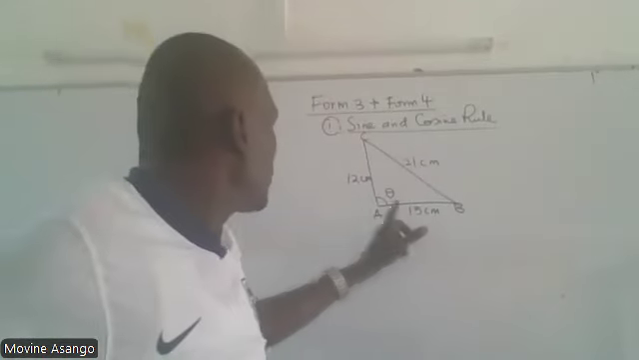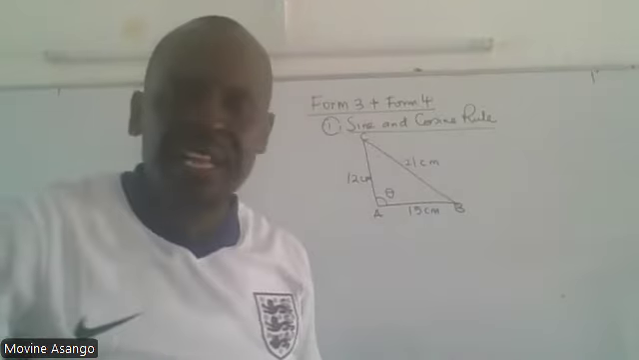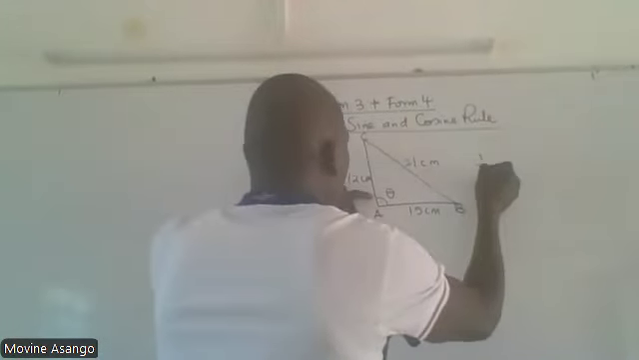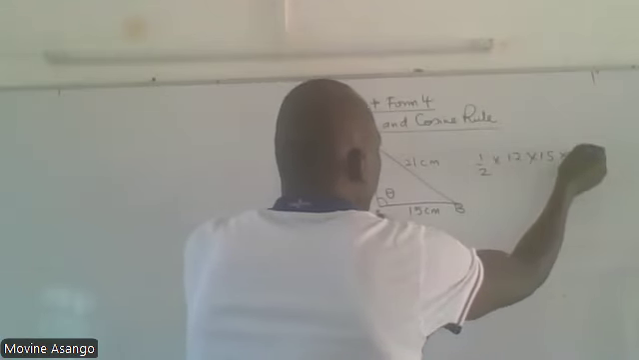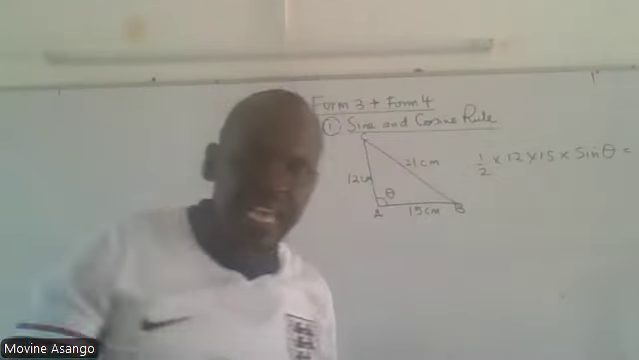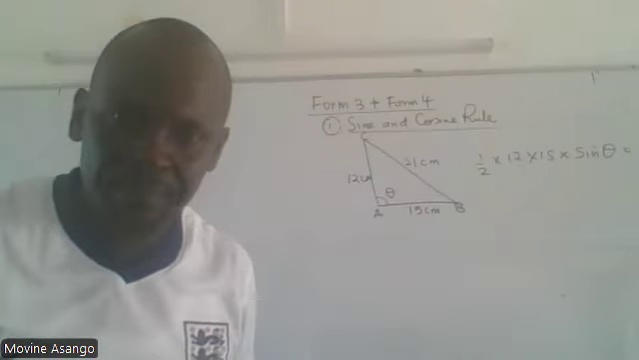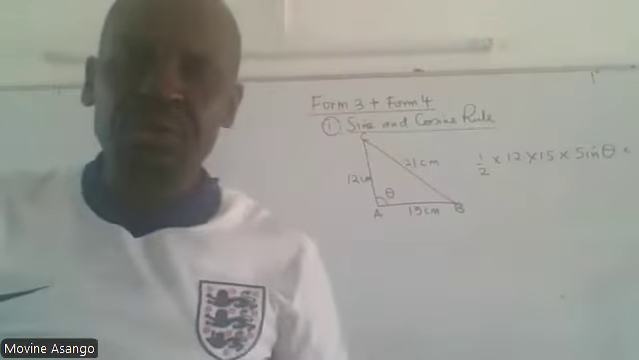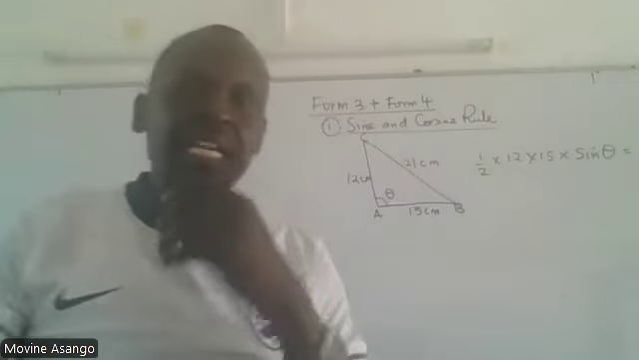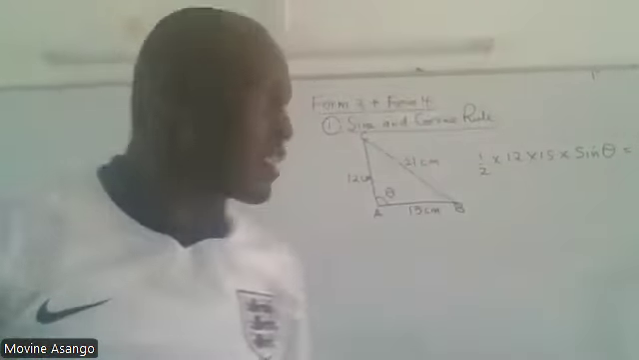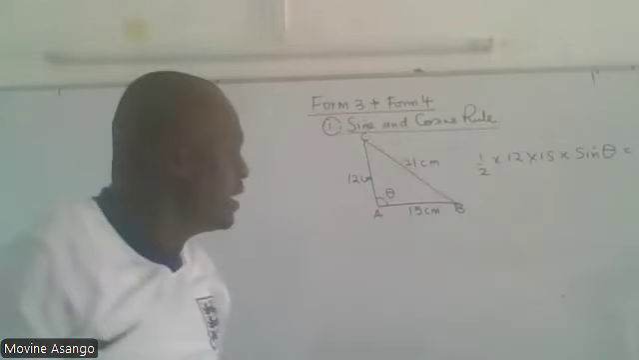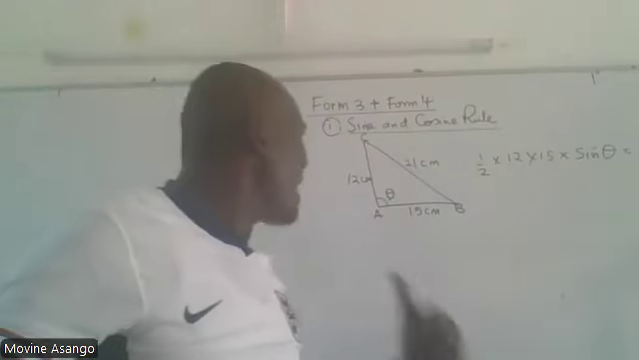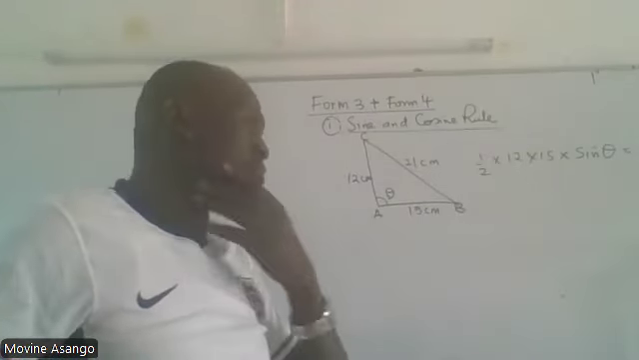Part B, find the size of angle theta, angle CAB, correct to 2 decimal places. Then you say, I was taught that half times 12 times 15 times sine theta should give me the area, which I have already obtained in part A, which is still correct. But now that theta you are going to get will be acute. Remember, sine theta can be positive in the first or in the second quadrant. So based on the diagram, theta is obtuse, and therefore the right answer will be 180 minus the acute angle you have here.